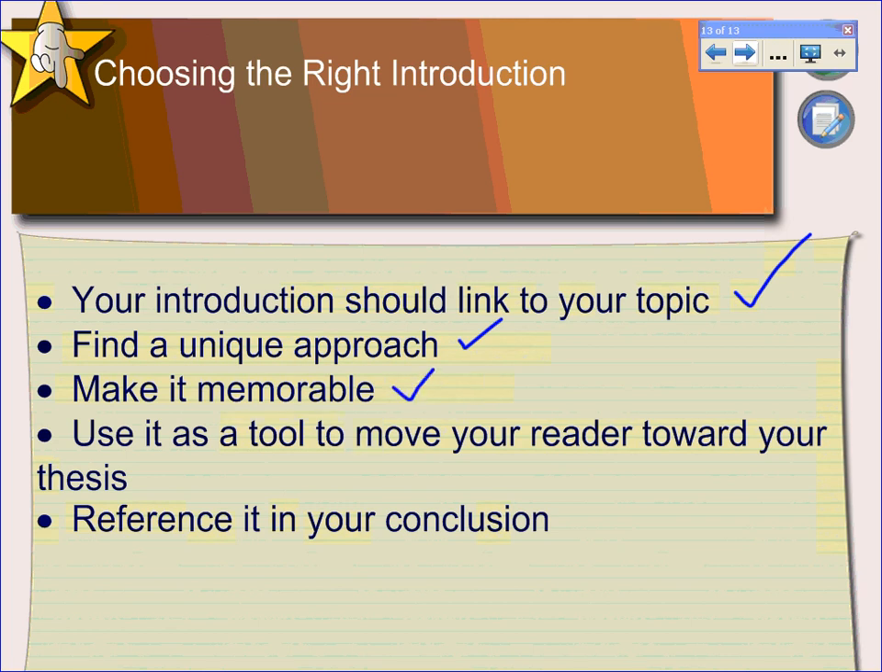You want to make sure that your introduction is a tool that moves your reader towards your thesis and the rest of your paper. And if you really are thinking ahead, it's always good to reference your introduction when it comes time for your conclusion to kind of bring things full circle.